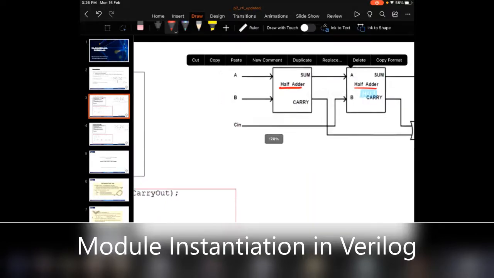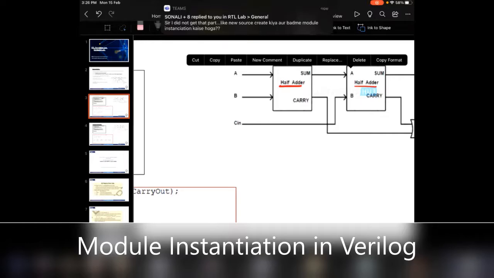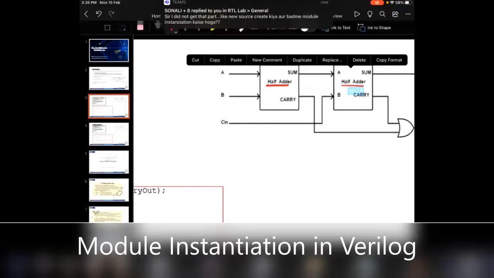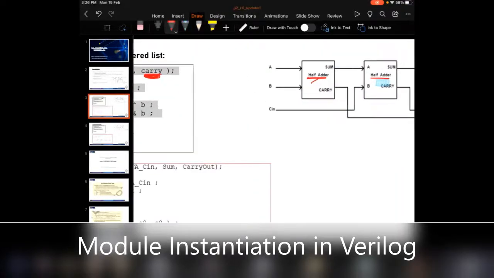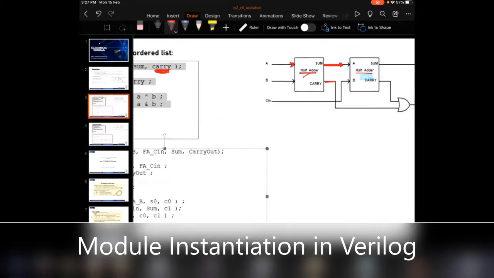These are your sub blocks. These two half adders, along with one OR gate, make your full adder. So the first thing you have to write is the half adder part. Then you have to see how the connections are being made. The half adder has two input ports and two output ports.